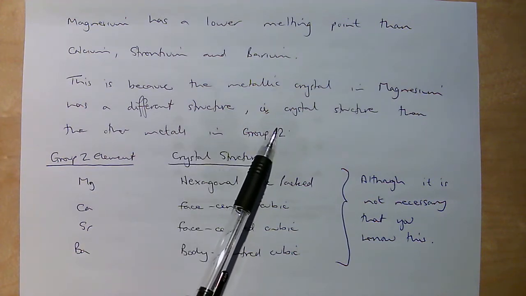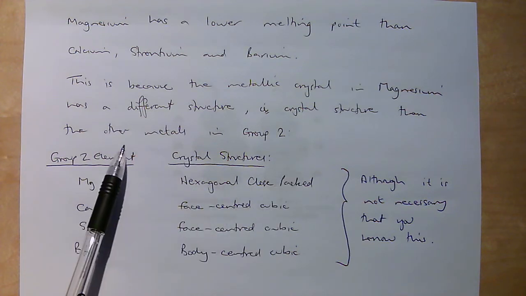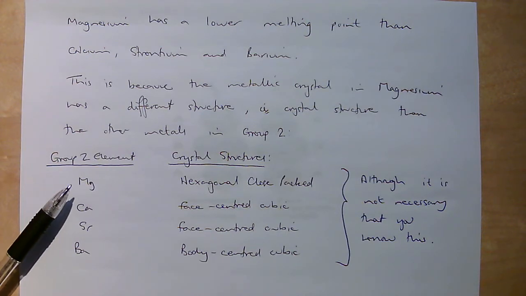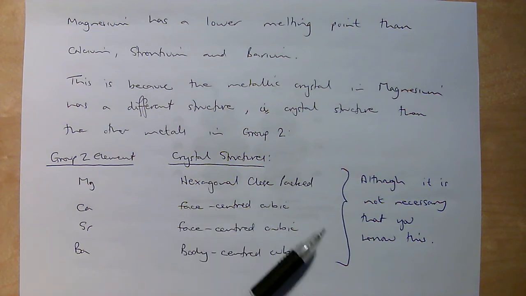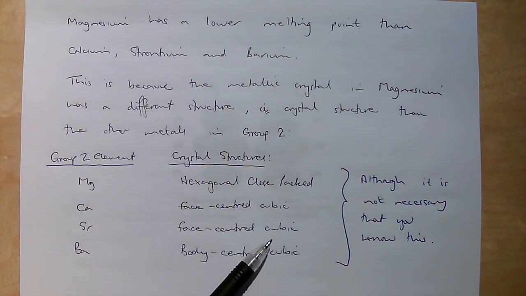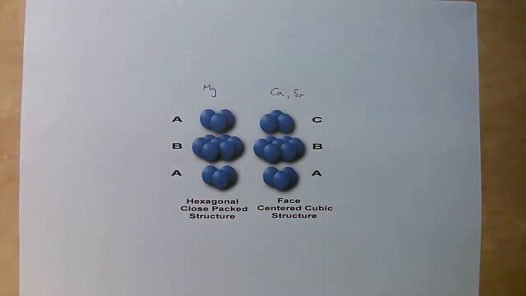So the crystal structure is different in magnesium to the other metals in group 2. Now you don't actually need to know these different structures, but it doesn't hurt to have a bit of an understanding. Magnesium has a crystal structure which is called a hexagonal close packed structure. Calcium and strontium both have face-centered cubic structures. And barium has a body-centered cubic structure. Again, you don't need to know this, but just to understand it, let's have a little look at this nice little diagram.